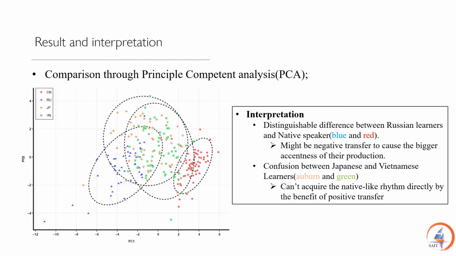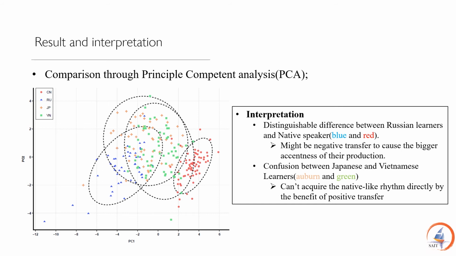As shown in the figure, the Mandarin group in red circles is located in the middle right, Russian learners in blue triangles are located at the middle left, the Japanese learners in orange stars and the Vietnamese learners in gray squares are distributed between them with a partial mixture. The result suggests at least the distance between native and non-native is distinguishable, especially for Russian learners and native speakers. It partially supports that the distinctly different rhythm between L1 and L2 might have negative transfer, causing a bigger accent in their productions.